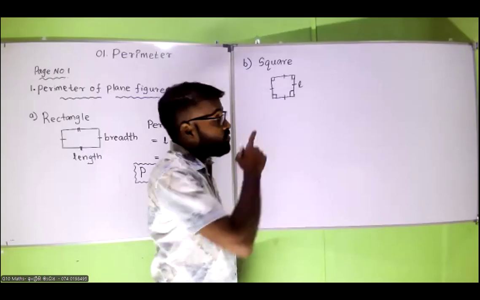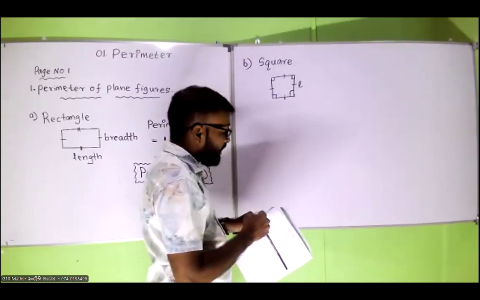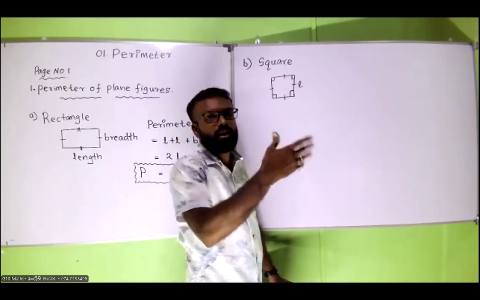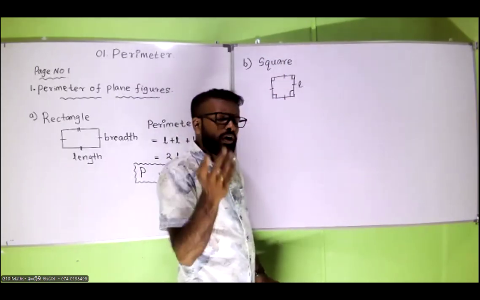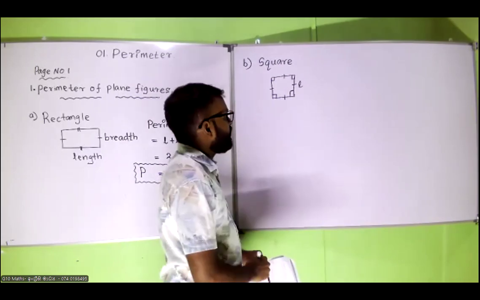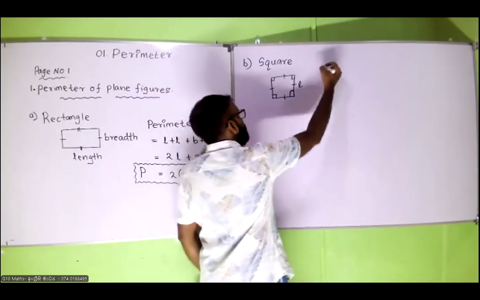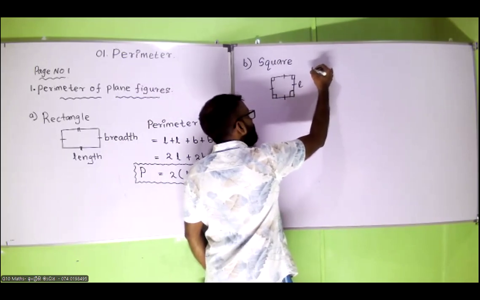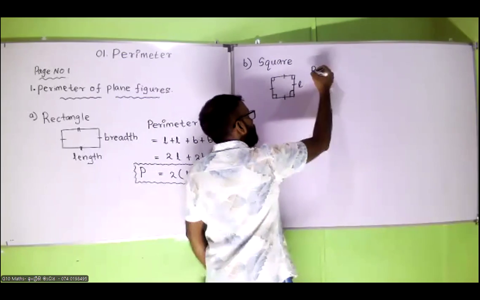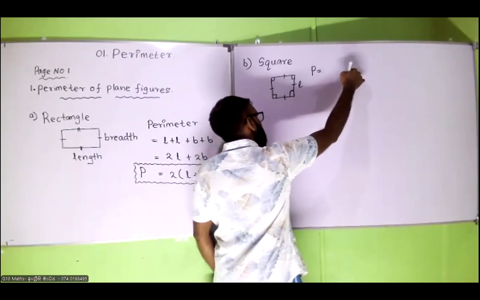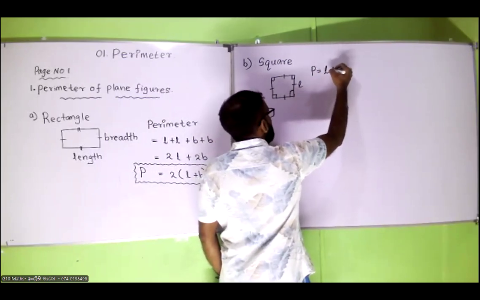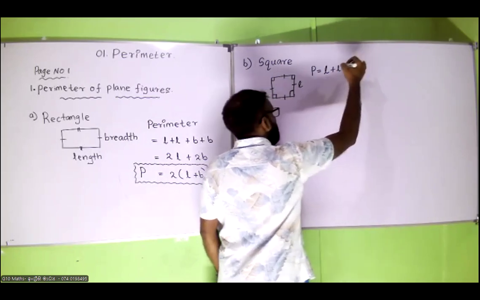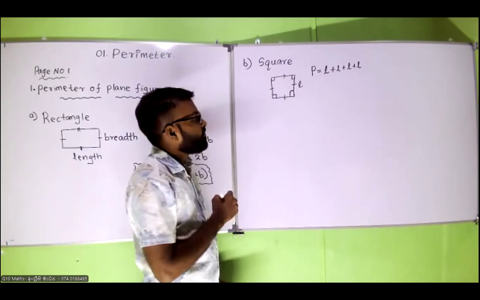Right? So if this side is simply L, all the other sides are also L, L, L, L. So if you want to find the perimeter of this square, I can represent it as P, perimeter, equals L plus L plus L plus L.